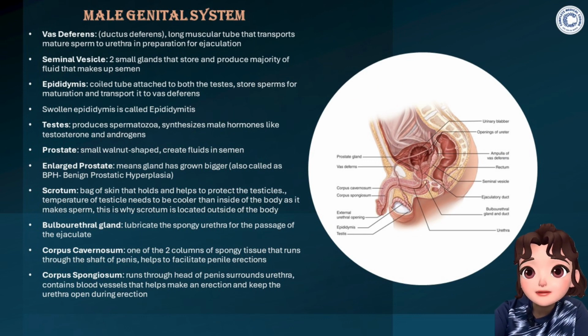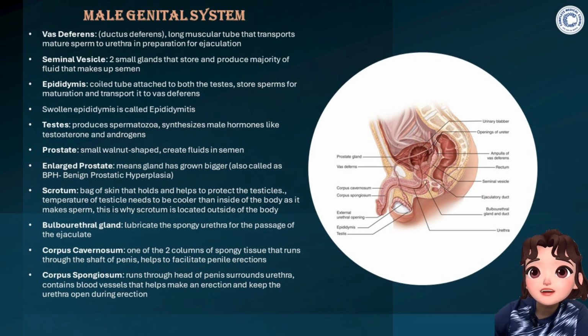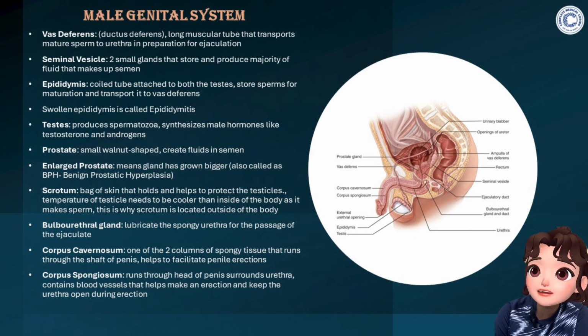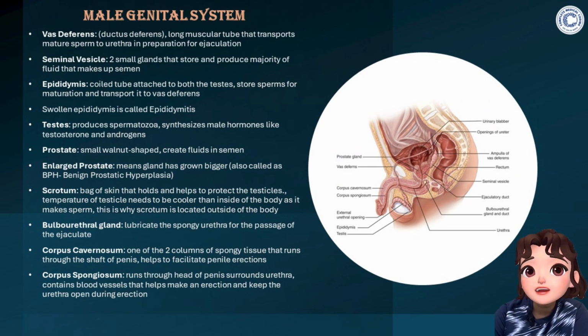I'll take a separate anatomical episode for short forms. Then scrotum, it's a bag of skin that holds and helps to protect the testicles. The temperature of testicle needs to be cooler than inside of the body because testicles is the place where sperms are produced. So this is why scrotum is located outside of the body, because of the temperature maintenance, as it needs cooler temperature than inside of the body. Then bulbourethral gland, it lubricates the spongy urethra for the passage of the ejaculation.